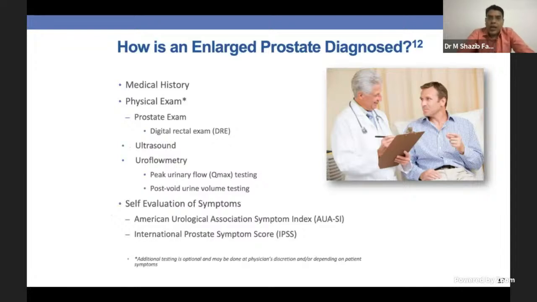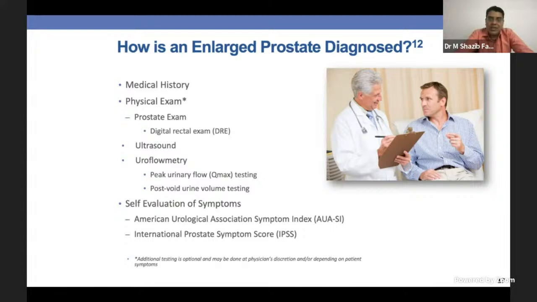So how will we diagnose an enlarged prostate? The most important is medical history and examination. The history of the patient with these lower urinary tract symptoms, then physical examination. If a patient has retention of urine, then they can have a palpable bladder. We have to do a digital rectal examination to see the size of the prostate gland.